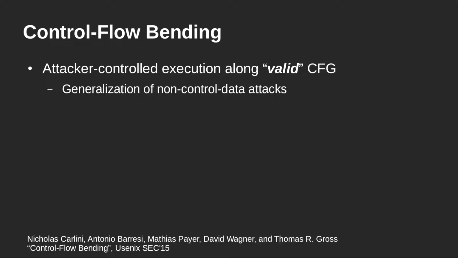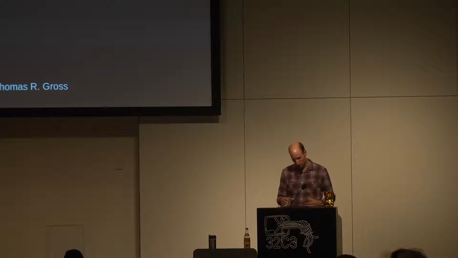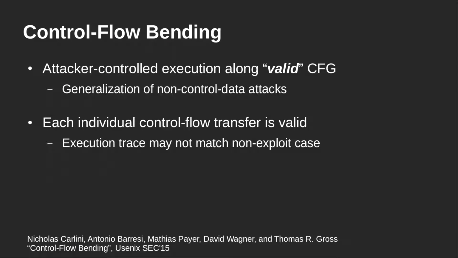And the underlying idea is that instead of hijacking the control flow to a totally new location in memory, we just bend the control flow a little bit along a valid control flow graph. So we are not reaching new locations that are not visible in the program, but we are bending the control flow along the way. So if we look at an execution of a program, each individual control flow transfer is valid by itself, but the trace of control flow transfers is not valid and might not match the non-exploit case.